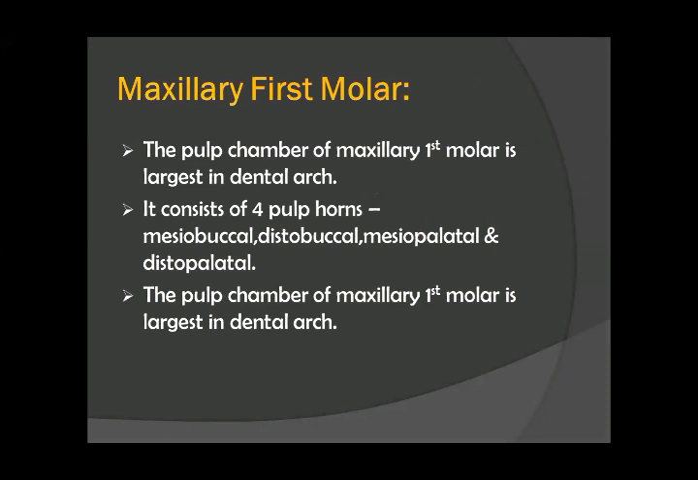Maxillary first molar. The pulp chamber of maxillary first molar is the largest in dental arch. It consists of four pulp horns: mesiobuccal, distobuccal, mesiopalatal, and distopalatal. The pulp chamber of maxillary first molar is largest in dental arch.